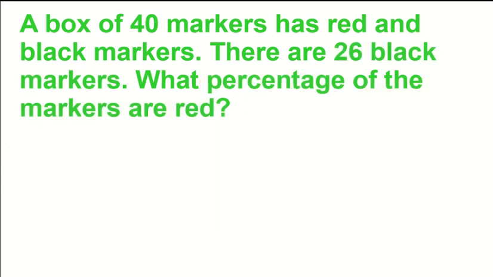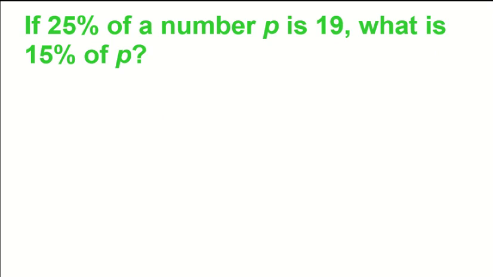All right, let's try a different type of problem then. If 25% of a number p is 19, what is 15% of p? How many percentages are there? 2. So while it's not always that way, if you see 2 percentages, odds are good we're going to have 2 proportions. So these types of problems, we're going to have to do 2 proportions.